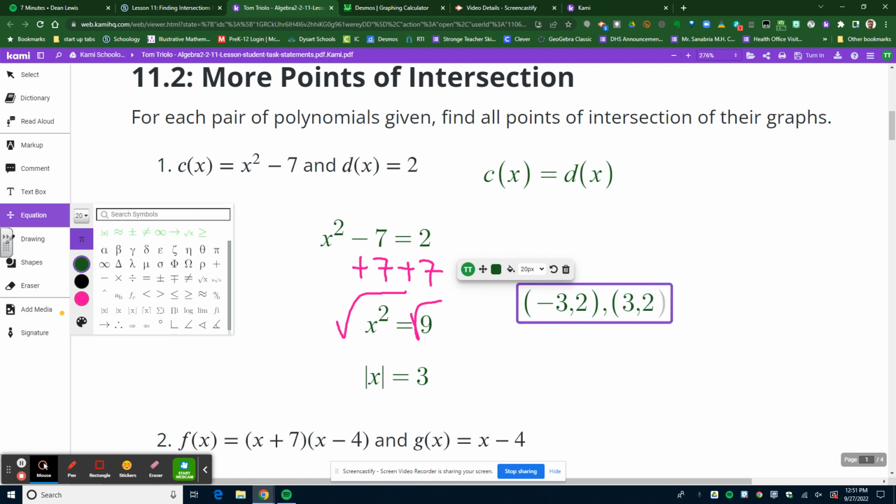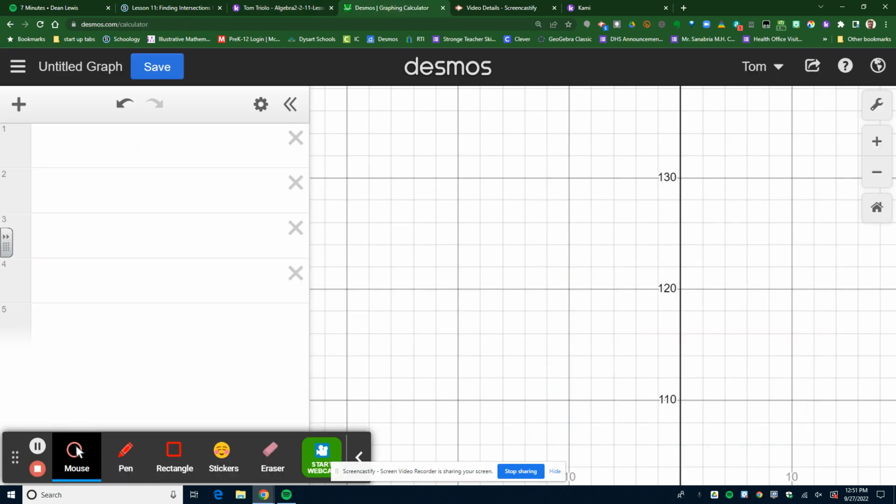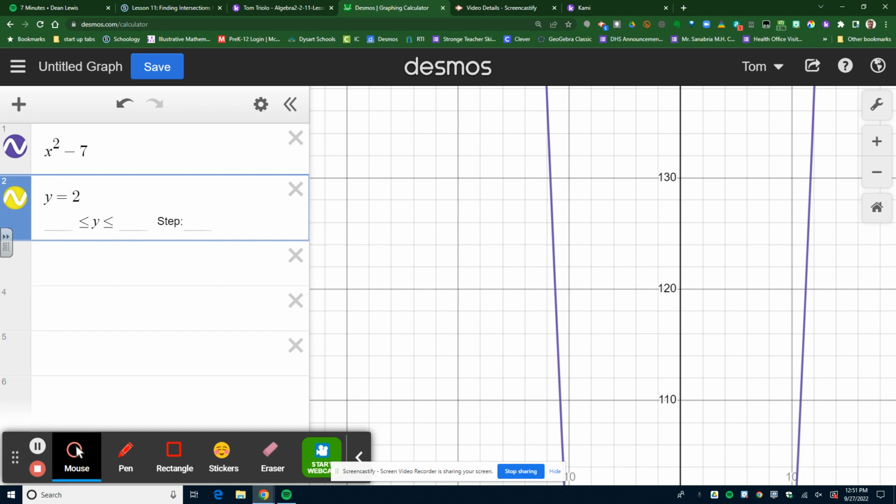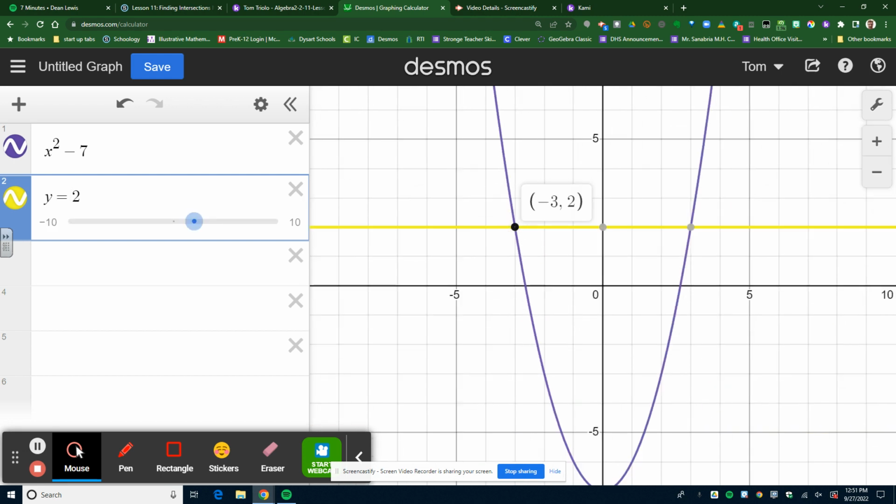If you graph it, let's just confirm with the graph. X squared minus 7. Now, when you want a horizontal line, you notice what I didn't put here? I didn't do y equals. If I just put a 2 here, it's like, that's nice, you wrote the number 2. We need a y equals. Oh no, where's my intersection? I could scroll or I could just zoom. Okay, so there's my confirmation.